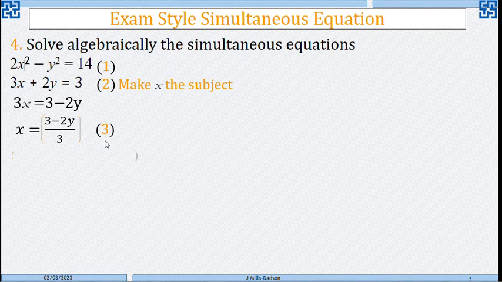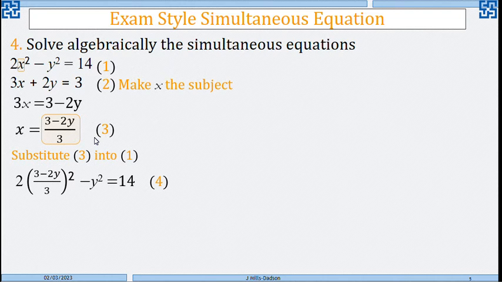So I'm going to substitute 3 into 1. What that means is that wherever I see x in equation 1, that's what I'm going to have. Because this is an expression, I have to put that in brackets and make sure the coefficient of 2 is outside and the square is also outside the bracket. So this is how it's going to look. The next bit I need to do is to tidy up what this bracket and the square will be.